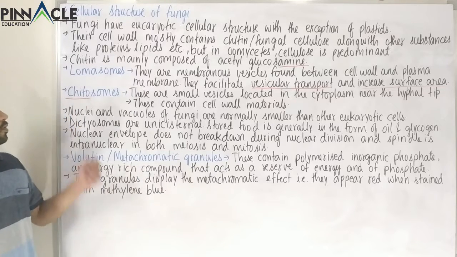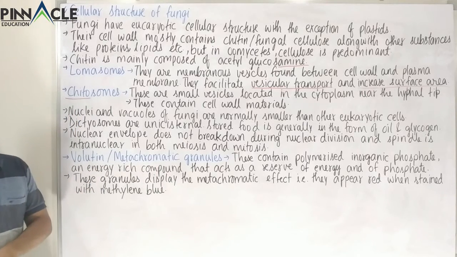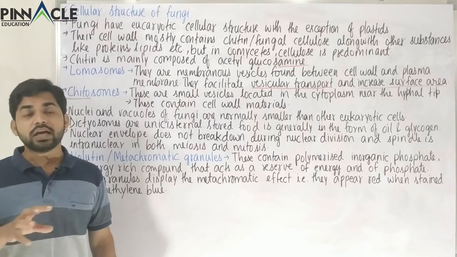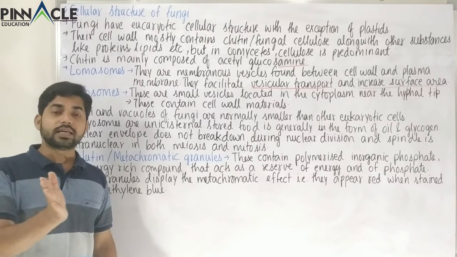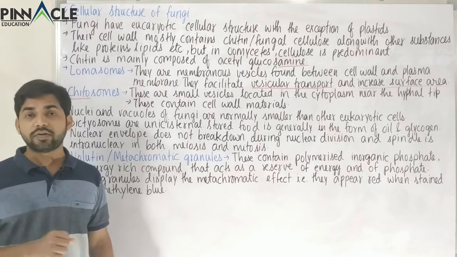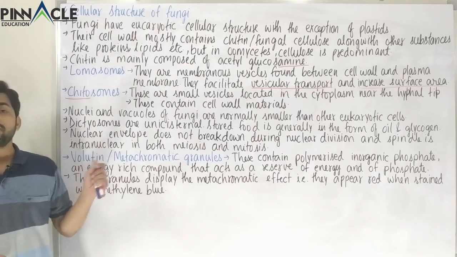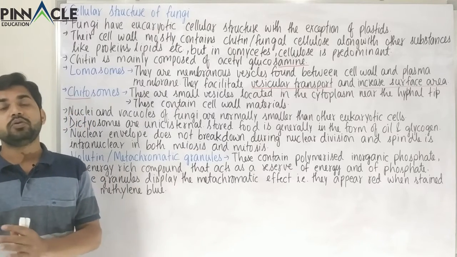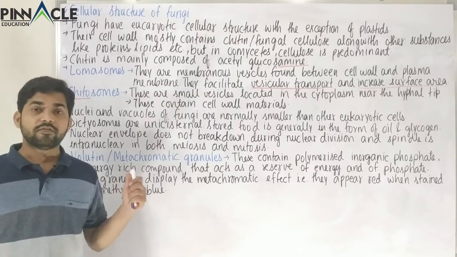Now we have to study some other features of a normal fungi cell. For example, in a normal eukaryotic cell, for example in the case of plants, there is a very large vacuole, but here a small vacuole would be present. So this is one difference between a typical eukaryotic cell and a typical fungi cell.